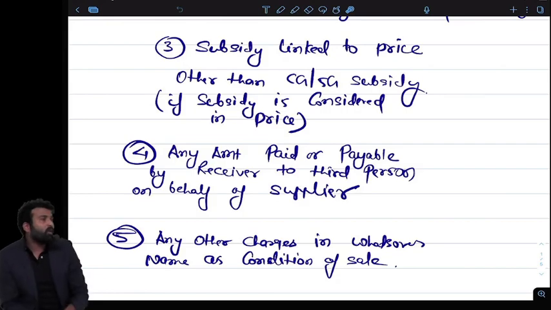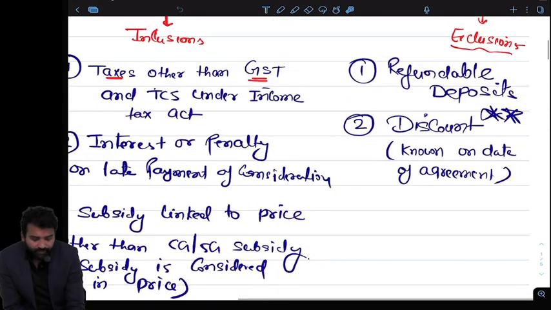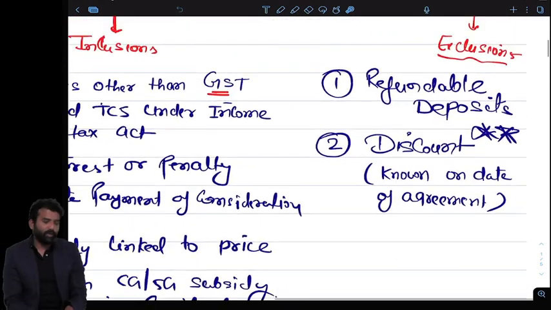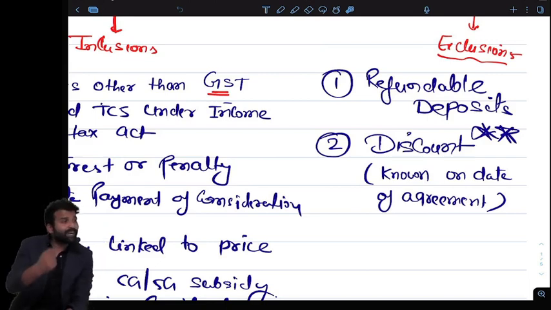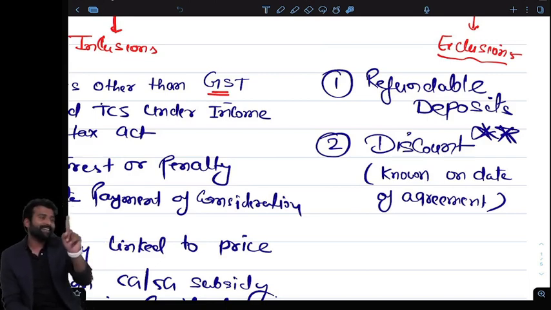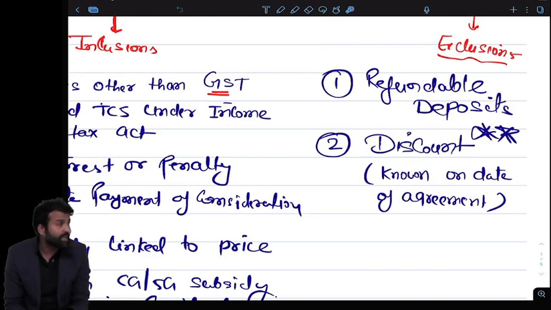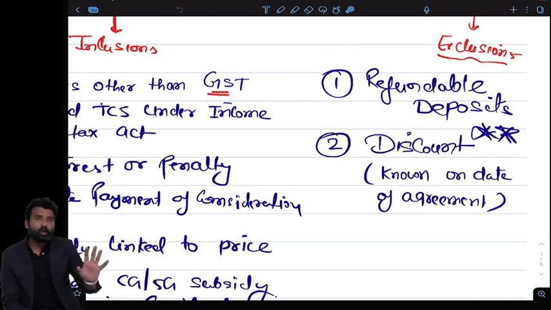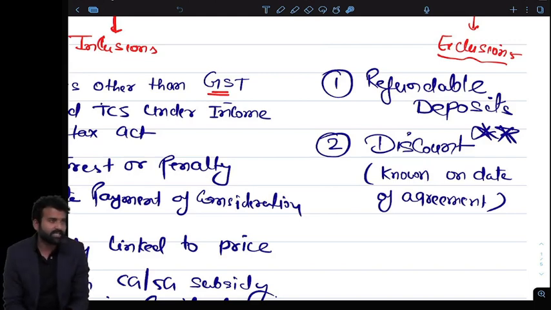Okay, so now what is important? Listen carefully. There are two exclusions in the value. First, I will not add refundable deposits. If the customer is also paying me something which I have to refund later, I will not add that in my turnover, and it will not be included in my value for the purpose of GST. So on that amount I will not be paying any GST: refundable deposits.